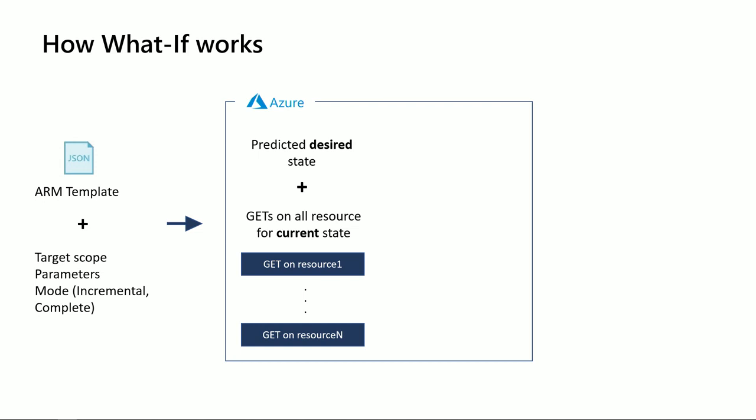I then send it to ARM, or I send it to Azure, and we do two things when it gets sent to us. One is to predict the desired state. So we take that template, we resolve all the functions, resolve all the parameters, and get a good idea of what that set of resources is actually going to look like. And then we'll also do GET requests on all the resources that are in that scope. So if it's a net new deployment and there's nothing in there, it'll come back quickly, and everything will be creations in the What If output. But if there are resources that already exist, then we'll get those resources and then do the comparison.